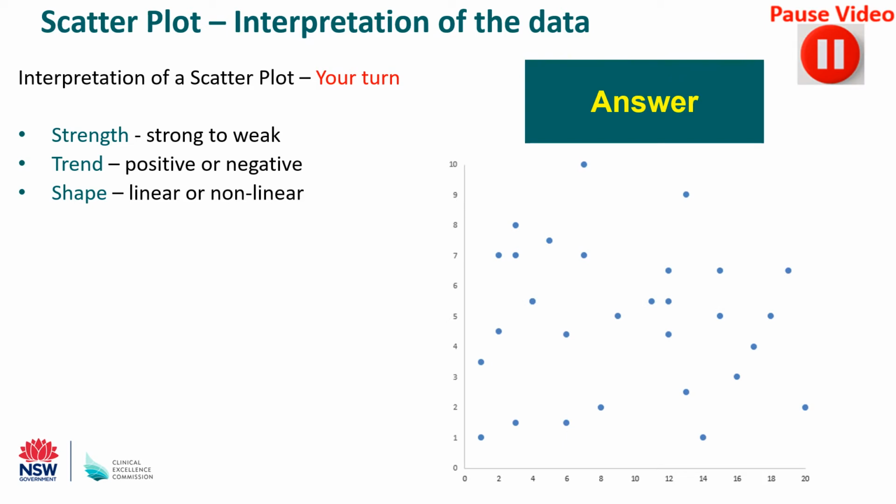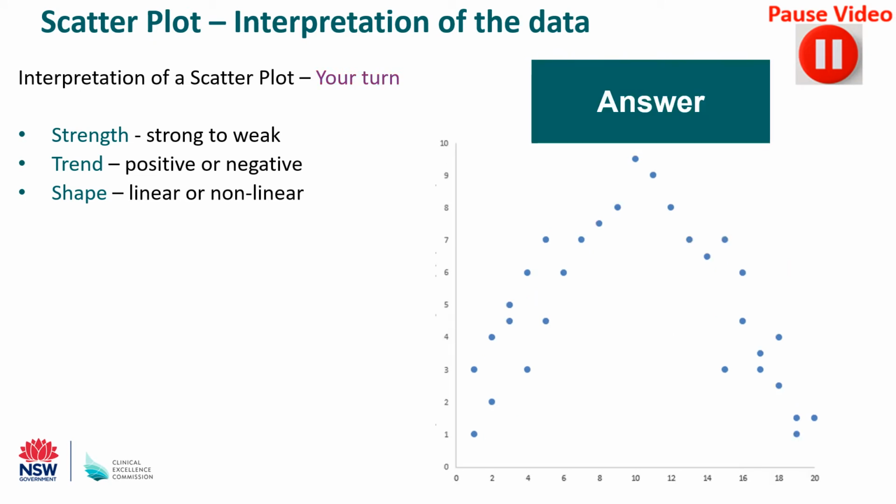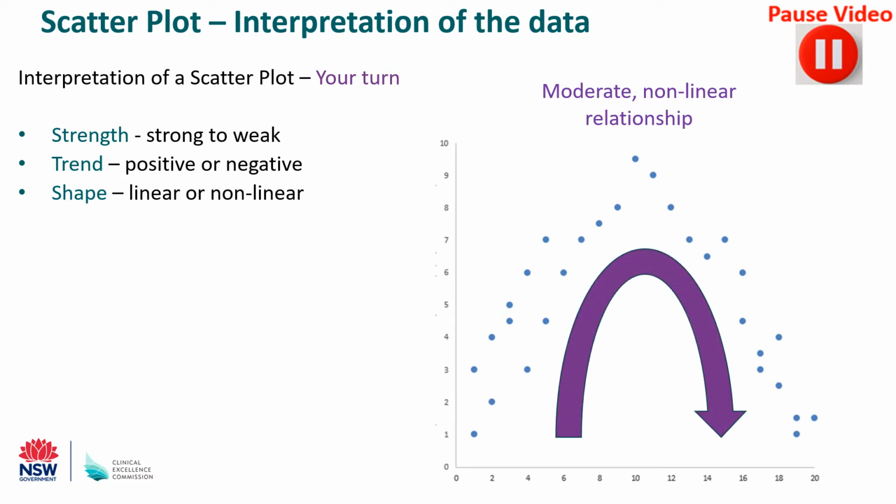And how would you interpret the data in this scatter plot? And the answer is there's actually no relationship in the data. And how would you interpret the data in this scatter plot? It's actually a moderate, non-linear relationship. Remember, we've got this parabola-shaped data.